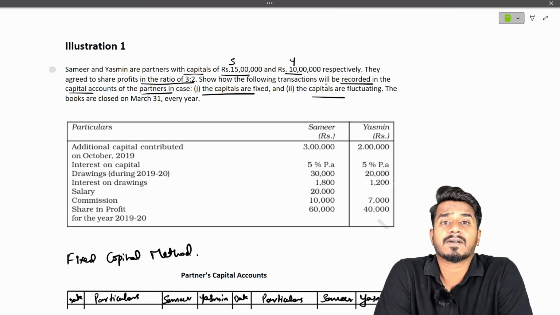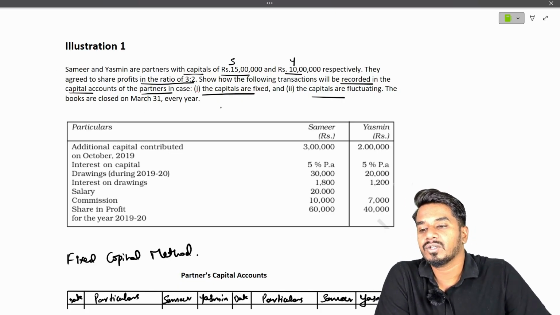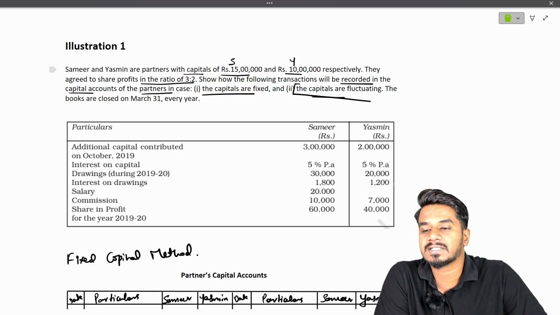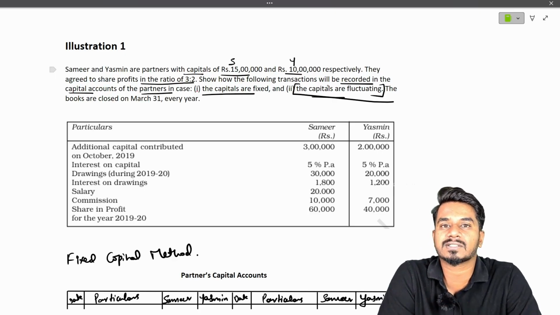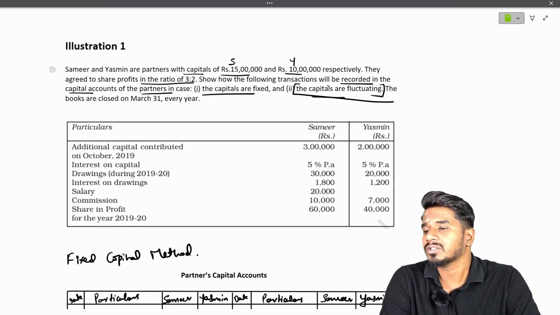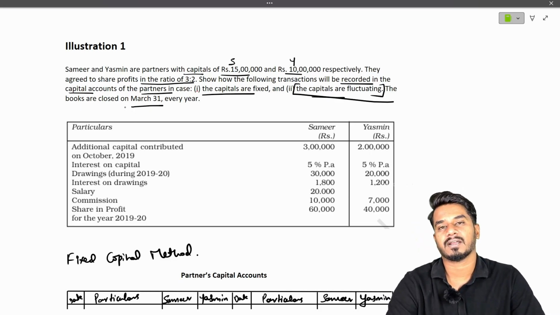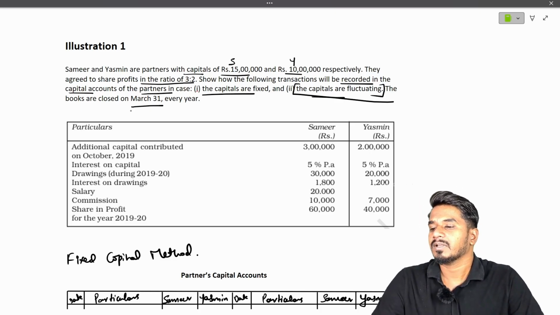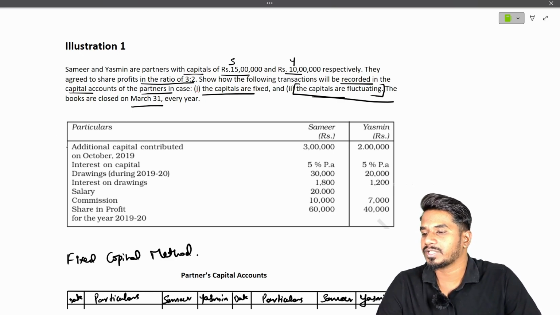In case the question doesn't specify in which method you should do, obviously you need to consider this fluctuating capital method always. If the question does not specify, you need to consider fluctuating capital method only. Right? Fine. So the books are closing on 31st March every year. Let us read additional information, whatever given in the question.